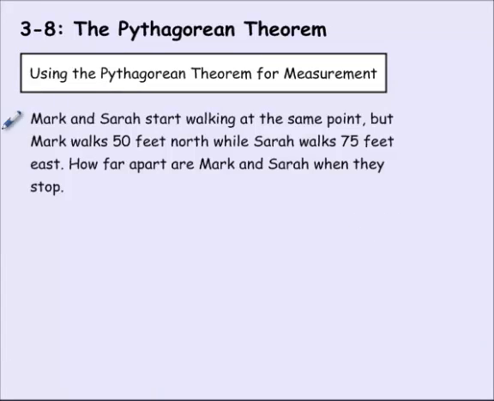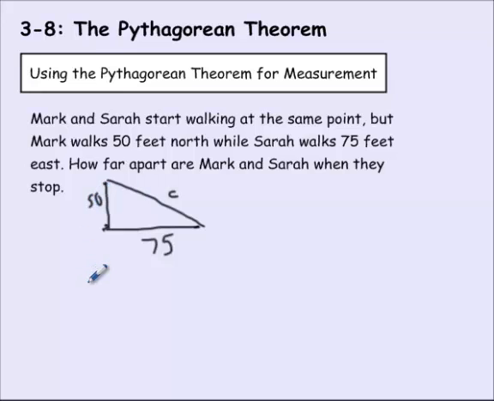Let's use a real-world application. Mark and Sarah start walking at the same point, so let's make a point here. Mark walks 50 feet north, right? So that's 50. Sarah walks 75 feet east. So make that 75. How far apart are Mark and Sarah when they stop? Looks like Mark is right here currently. Sarah is right here. We could probably solve this by finding the hypotenuse of this triangle that they just created. So we could find c and find out how far apart they are.